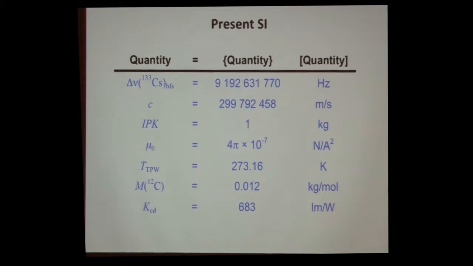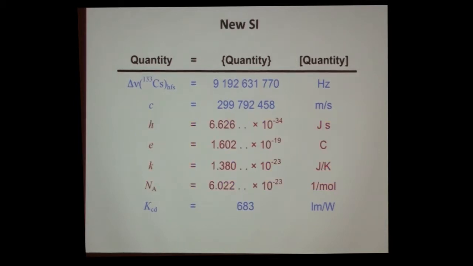This is already defined. The triple point of water is 273.16 Kelvin. The molar mass of carbon-12 is exactly 12 grams per mole, and the candela is 683 lumens per watt. And all we're doing is taking the 4 in the middle and swapping them out for h, e, k, and N sub A. And you're going to say, so what? Why are we going through all this?